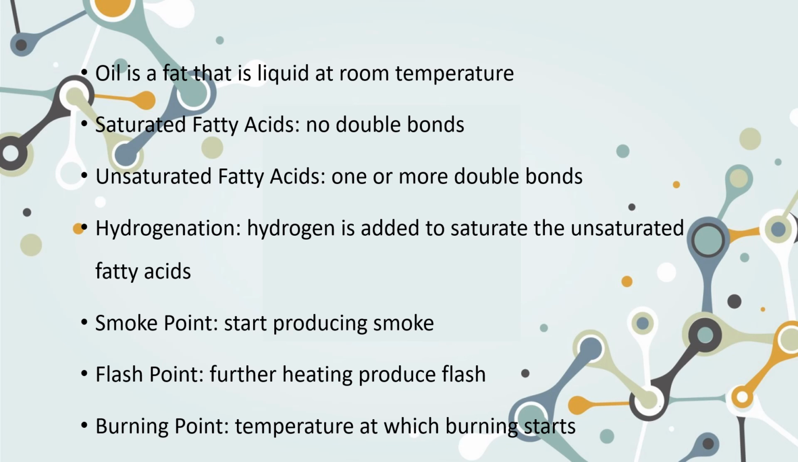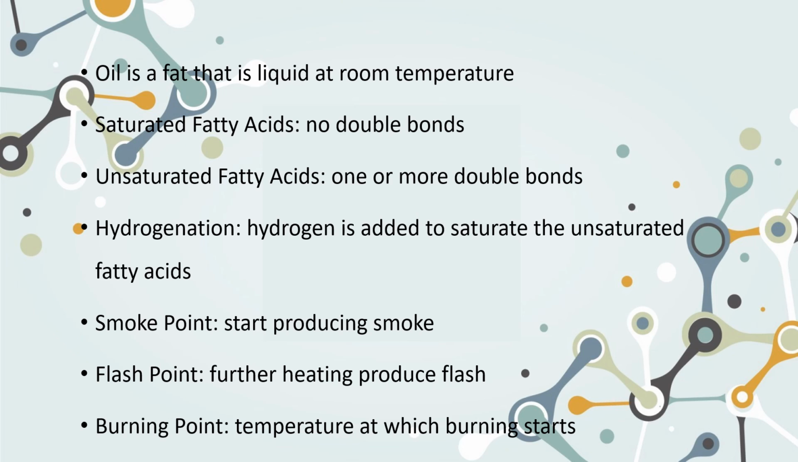So the next is hydrogenation. This is the process or reaction in which hydrogen is added to the unsaturated fatty acids to saturate them. And there are also the smoke point, flash point, and burning point, and they are very important concepts in food technology because they come in handy when we are studying the frying of food.